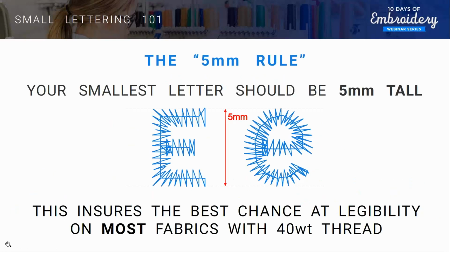So let's start off with something we've all heard, the 5mm rule. The 5mm rule essentially states that your smallest letter in text, and we're talking about 40-weight standard thread here, should be about 5mm tall. The reason is that this ensures the best chance at legibility on most fabrics with 40-weight thread.